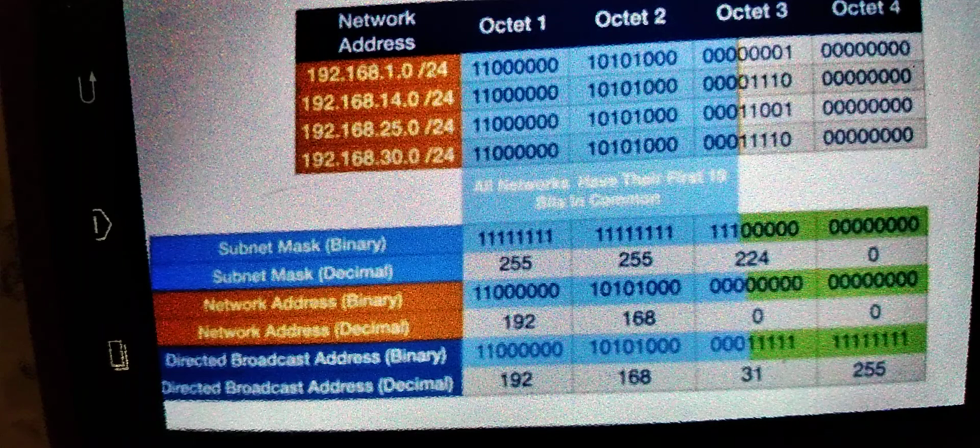If we write those numbers in binary, that octet 3 you see on the screen, the first 3 bits are all zeros. So all 4 of these networks have the first 19 bits in common. So instead of advertising 4 individual networks, what if we instead advertise one network with a /19 subnet mask?